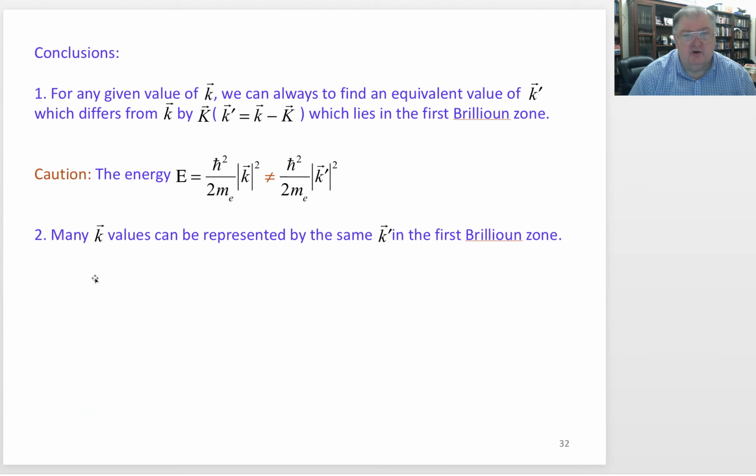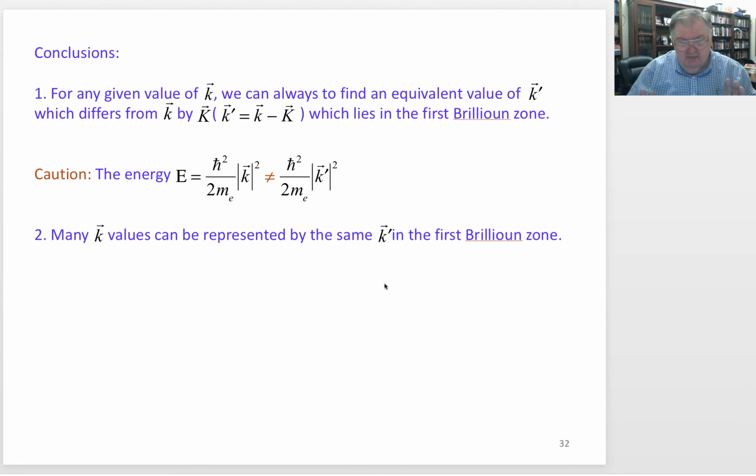Perhaps the only word of caution is that when you're computing energy, clearly K prime and K are two different vectors. So when you're computing energy, you can't use K prime to compute the energy. You've got to use K. Okay? But in terms of all the other behavior, many values of K, anywhere in the crystal, can be represented by some value of K prime in the first Brillouin zone.